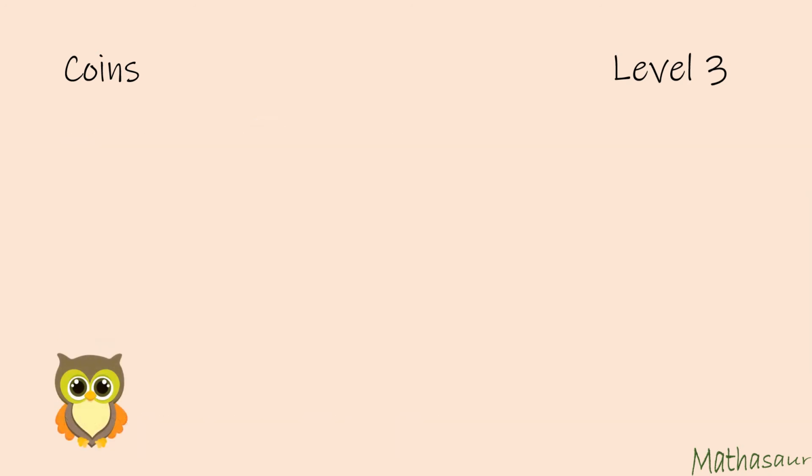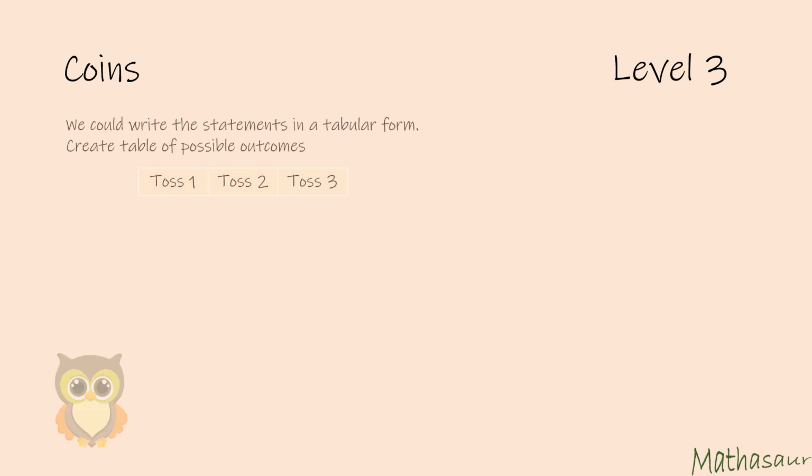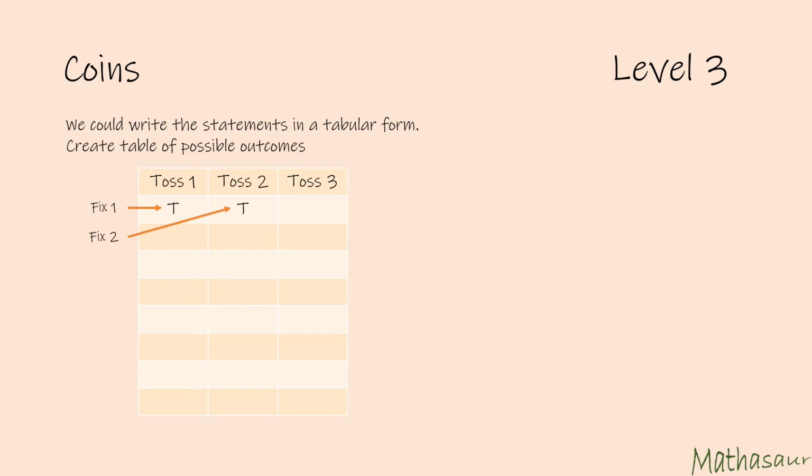Is there an easier way to write down our total possible outcomes? Let us create 3 columns and call them toss 1, toss 2 and toss 3. Let us fix the outcome for toss 1. Let us fix it at T. The next thing to fix would be my toss 2. Let us fix that at T. And now let us change the outcomes for toss 3. So in row 1, I would write T. In row 2, I would write H.